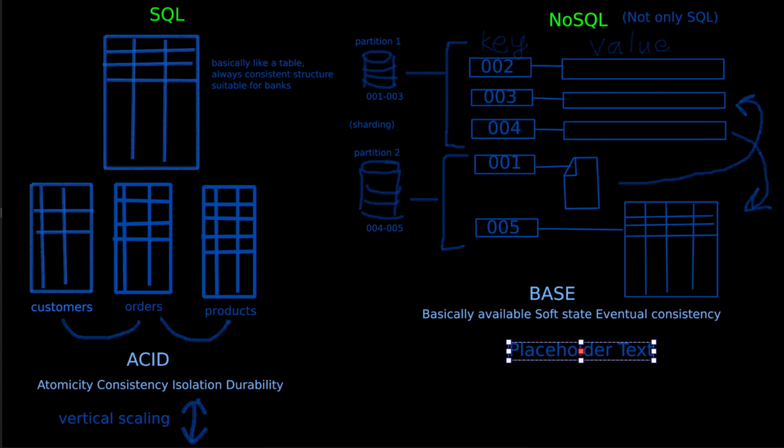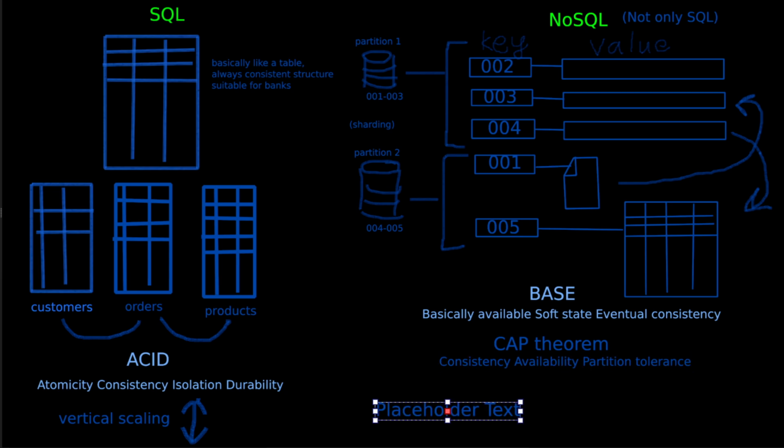So we've got the CAP theorem. What is this? This is yet another thing that describes NoSQL systems. It is consistency, availability, and partition tolerance. And the thing is that you can take only 2 out of those 3.